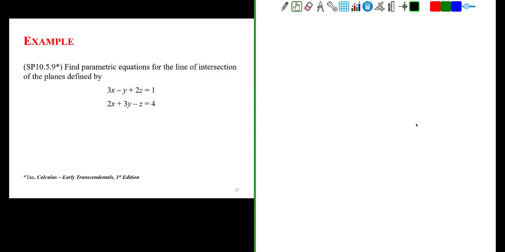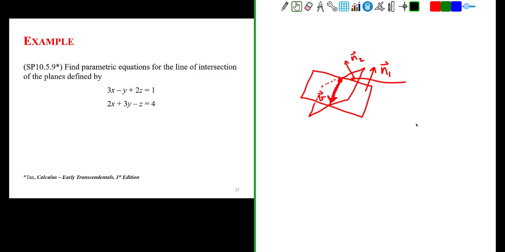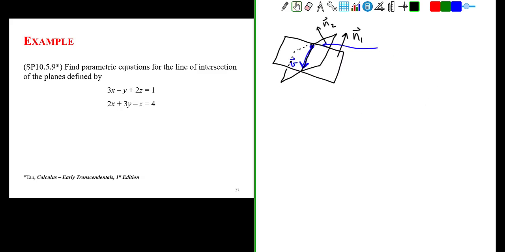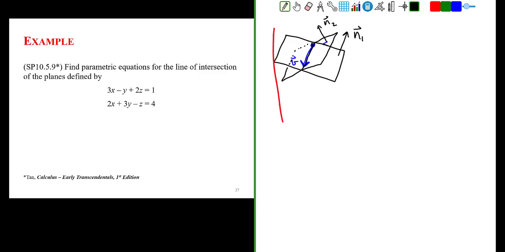Let's copy our sketch of the planes to a new page. Here are our planes. We have to find a point on the line that's shared by both planes. So let's say these planes sit in an x, y, z coordinate system.